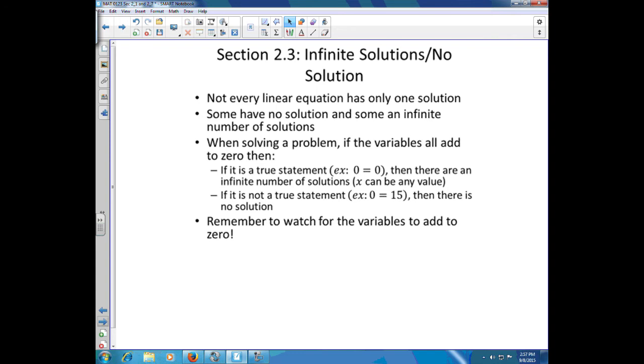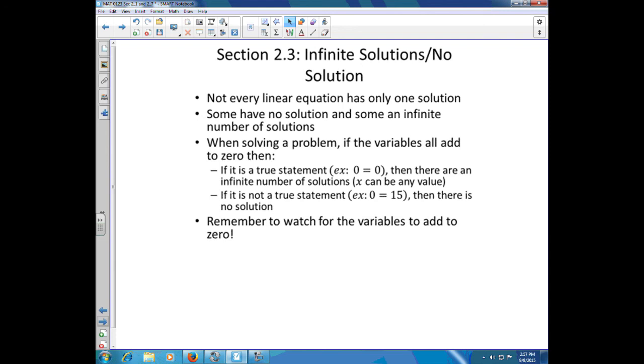So not every linear equation has only one solution. Some have no solution or an infinite number of solutions. So when you're solving a problem, if all the variables add to 0, then you have one of two things that could happen. If you wind up with a true statement, so something like 0 equals 0, then there are an infinite number of solutions. X can be anything and the equation will still be equal to itself.